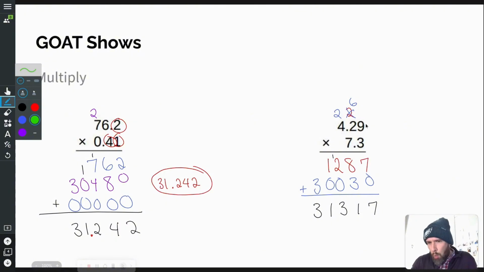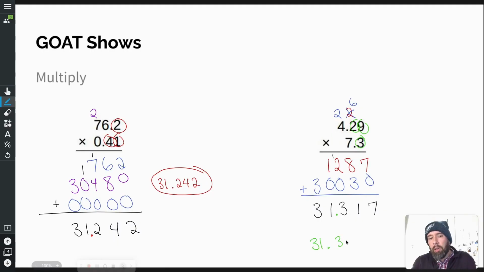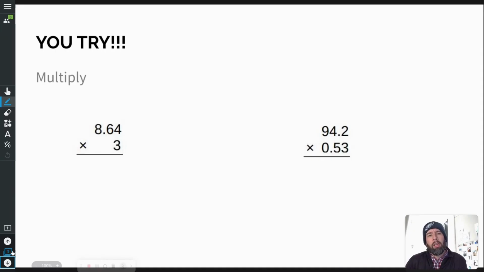We've got 1, 2, 3 decimal places, so go from the right, 1, 2, 3, and a very similar answer to the last one, 31 and 317 thousandths. Crazy how similar those answers are. 31 and something. Coinky-dink, because those guys don't even look the same. Although we see the 70 some and the 4, so the numbers are similar. I take it back.